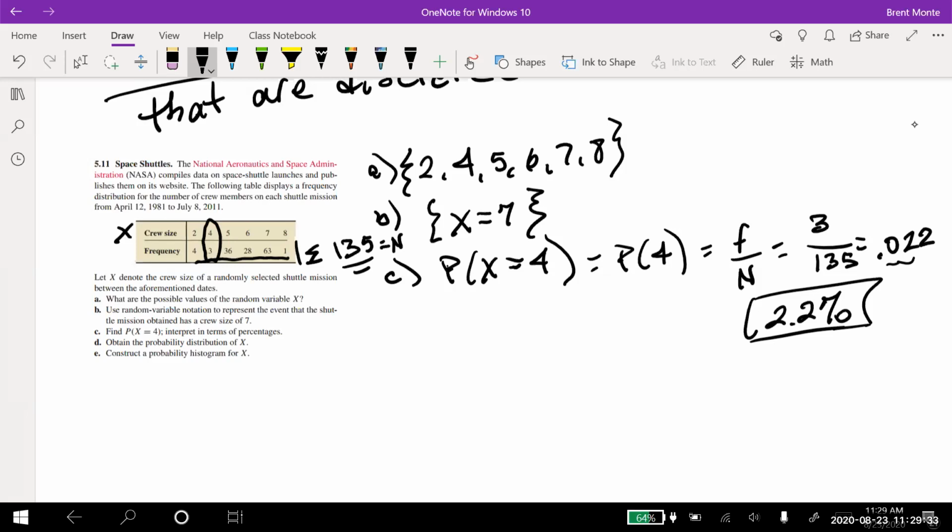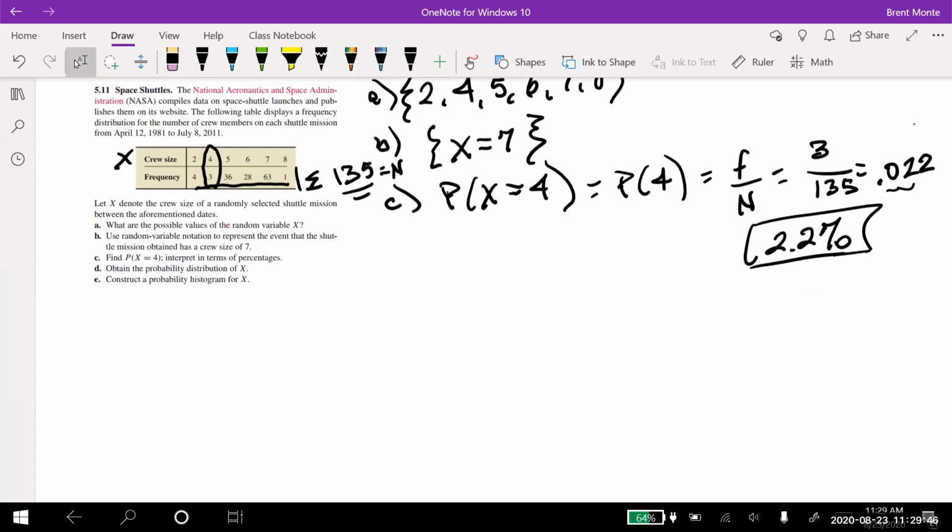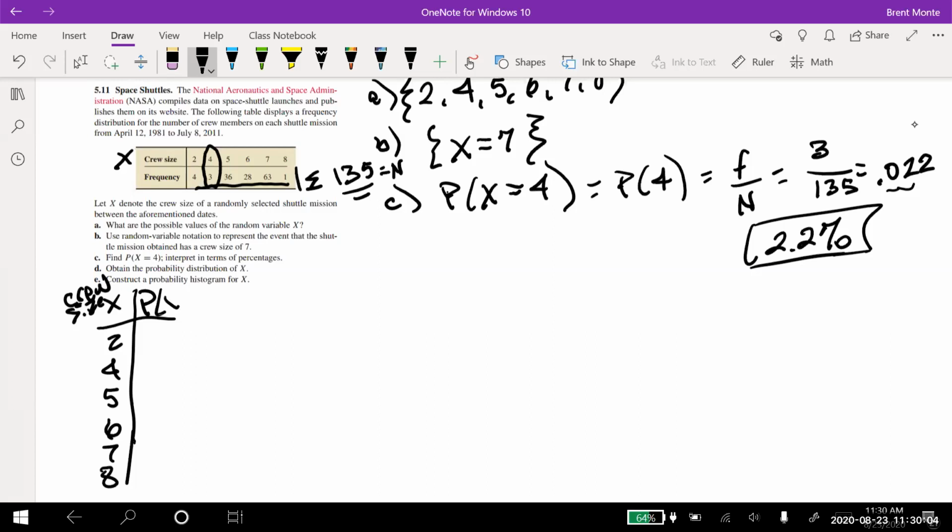Obtain a probability distribution. So now what we're going to do is that 0.022 for a crew size of 4, we have to find the probability for all the different crew sizes. I'm going to write it vertically instead of horizontally. So X, which is crew size, could either be 2, 4, 5, 6, 7, 8, and then I'll write P of X. So this is going to be the probability. And we already know for 4, it's 0.022.